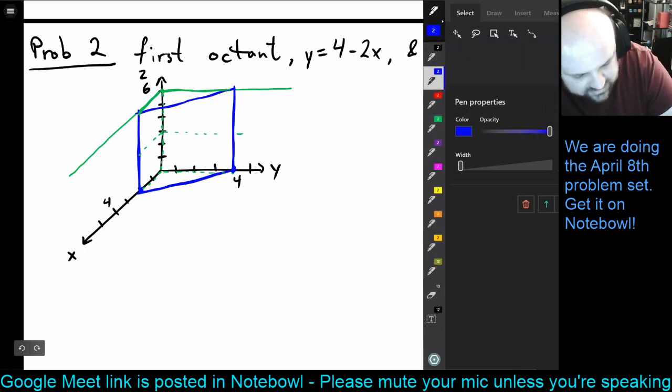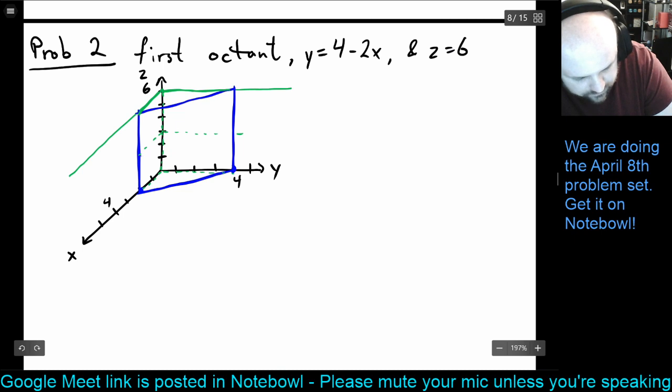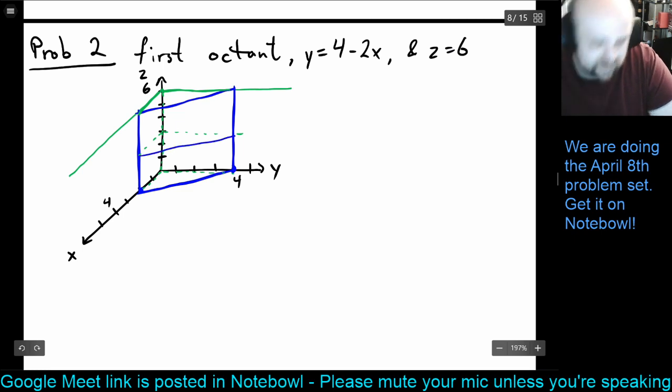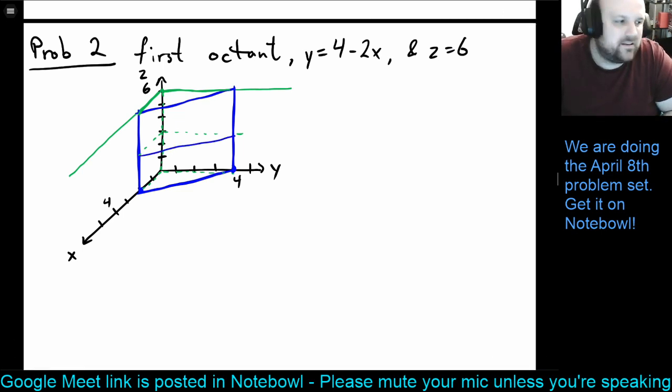If I add these in, the shape will look a bit better. That hopefully makes some kind of sense, what we're looking at.